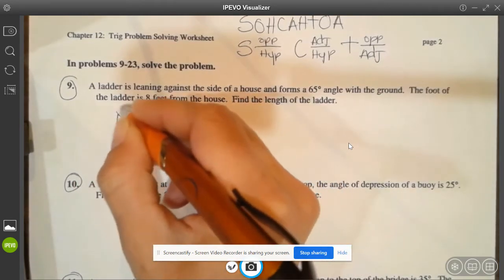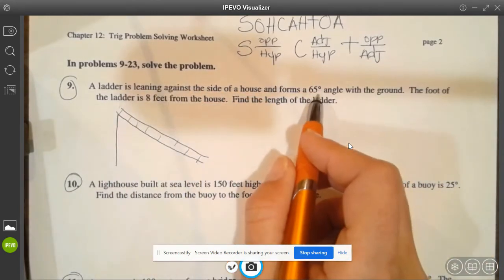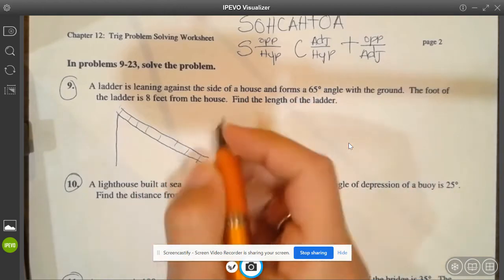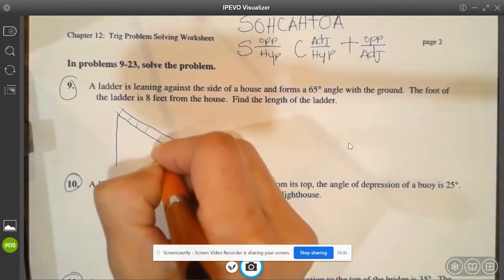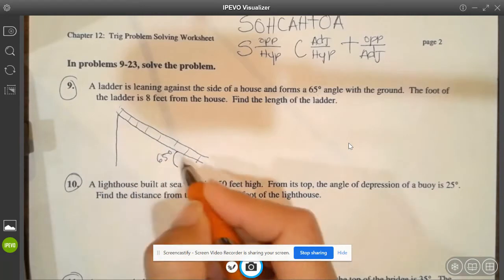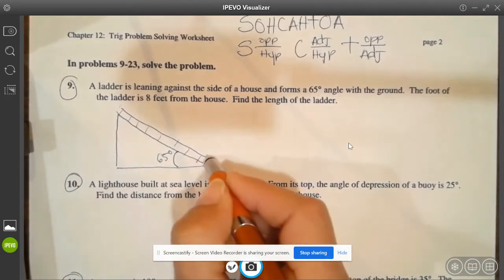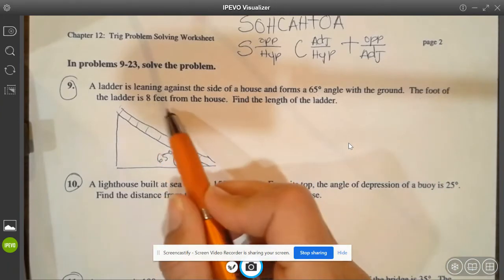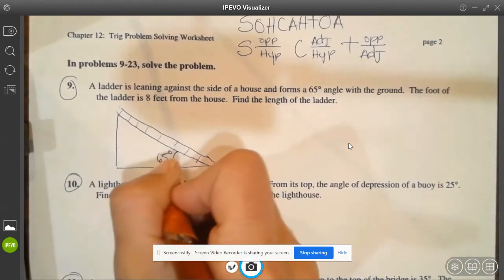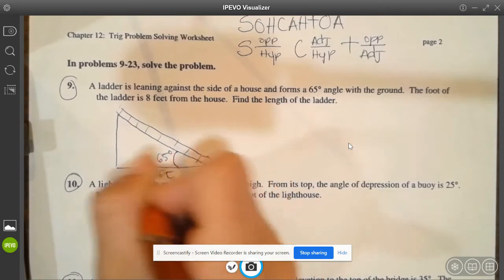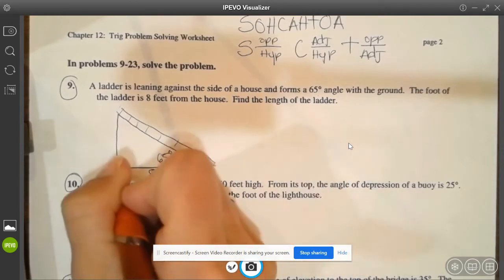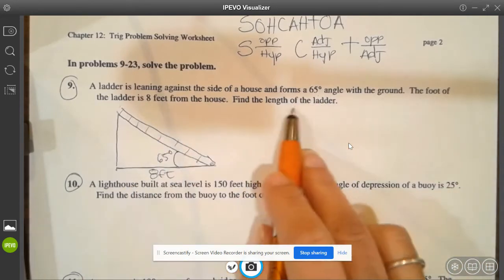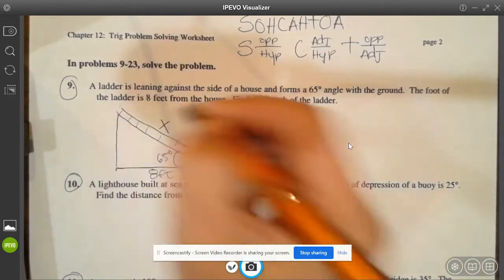And then we have a 65-degree angle with the ground. So it's forming this angle at 65 degrees, okay? And then it says that the foot of the ladder is 8 feet from the house, which is right here, 8 feet. So from the foot of the ladder to the house, it's 8 feet. And we're looking to know what is the length of the ladder. So we're looking for this one.